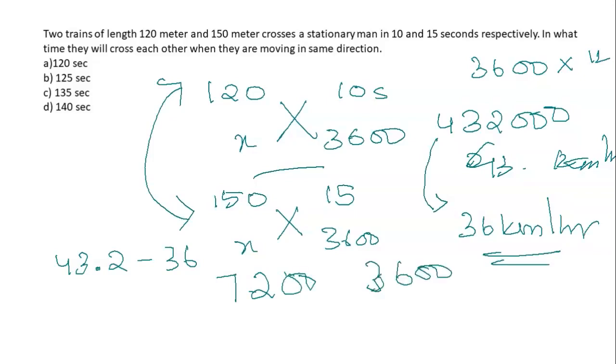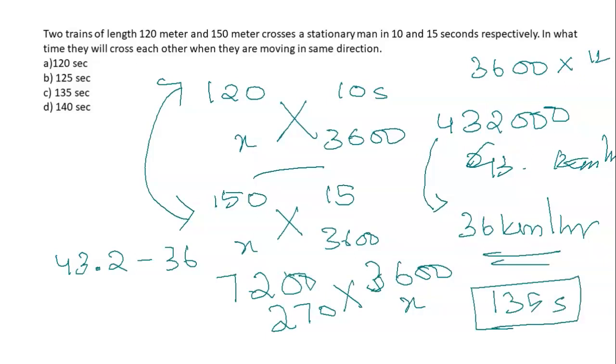How much time does it take to cross this length of 270 meters? It's obvious that 7,200 divided by 3,600 is 2 meters per second. So 270 divided by 2 gives you 135 seconds. Answer is 135. You can find their speeds separately and get it.